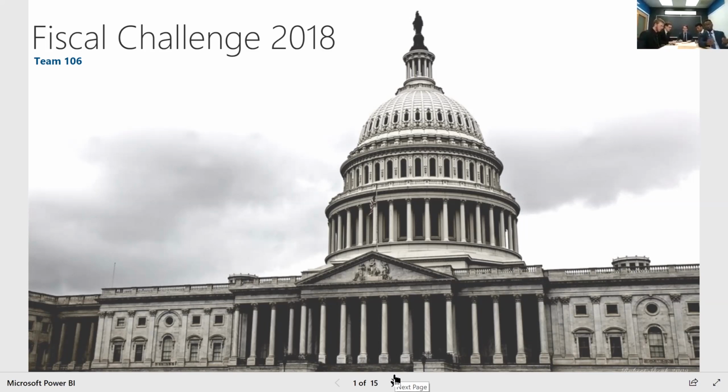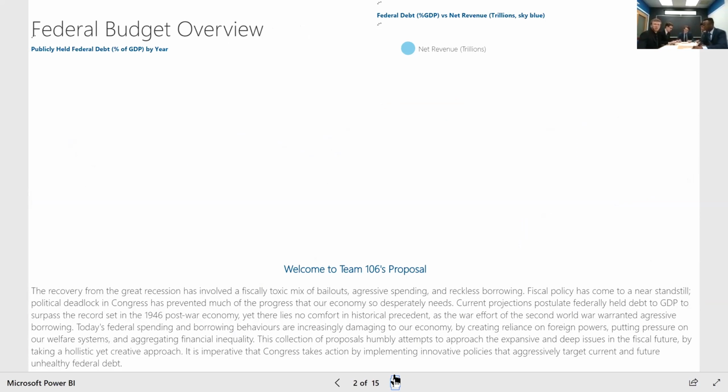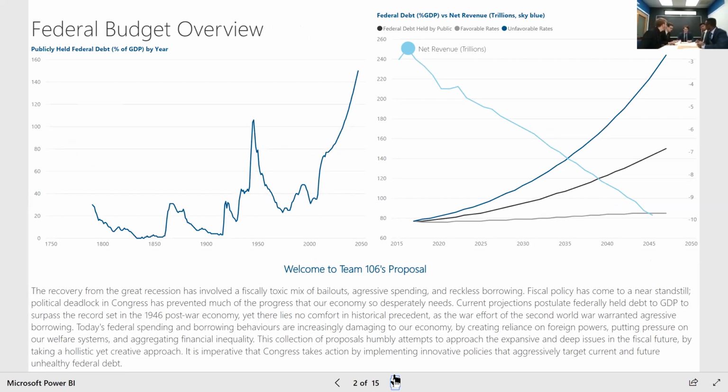Good morning and welcome to our discussion on how to stabilize the U.S. debt to GDP ratio at its current level by 2047. Right now, the debt to GDP ratio stands at 77%, but in the next 30 years, the debt is projected to reach over 150% of GDP. The recovery from the Great Recession has involved a fiscally toxic mix of bailouts, aggressive spending, and reckless borrowing. Publicly held federal debt is set on a trajectory which propels our nation into uncharted territories. Our collection of fiscal proposals humbly attempts to abate this aggressive tangent.